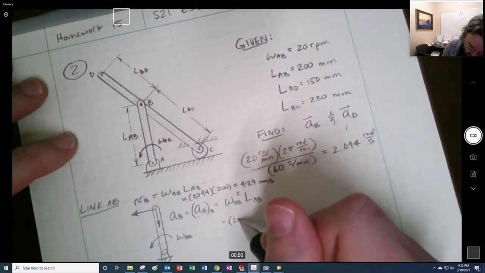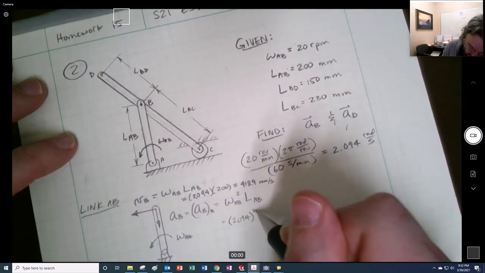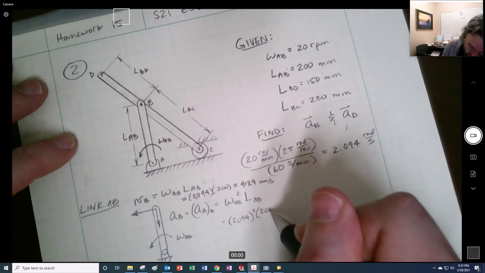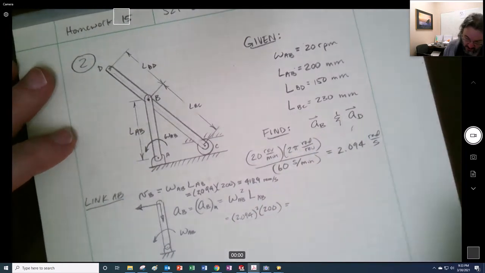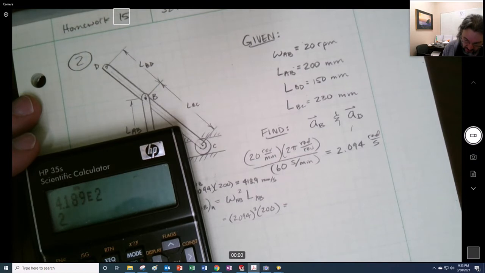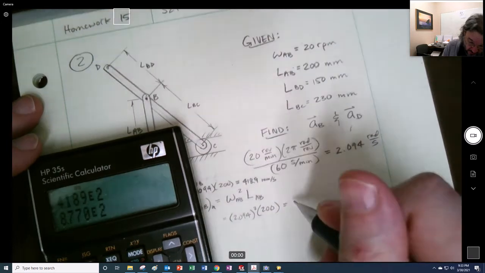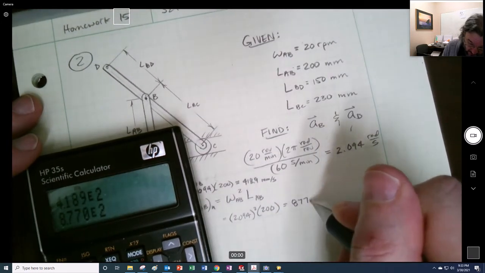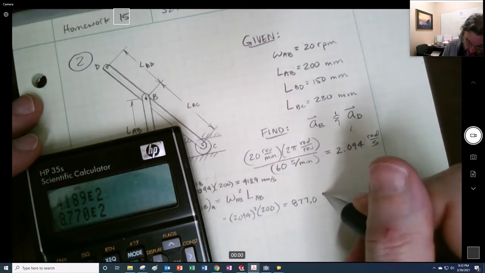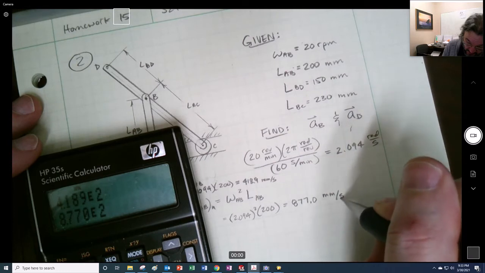So 2.094 squared times our 200, and 2.094 squared times 200, boom. And we have 877.0 millimeters per second squared.